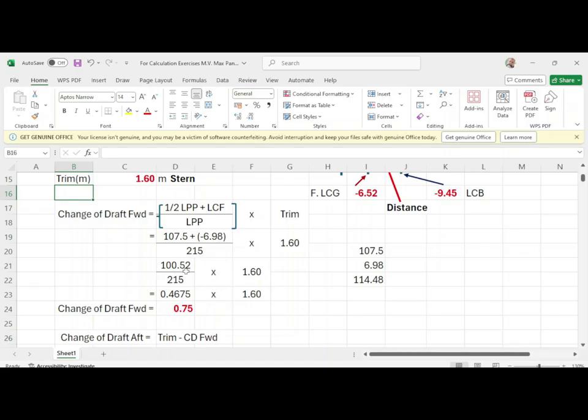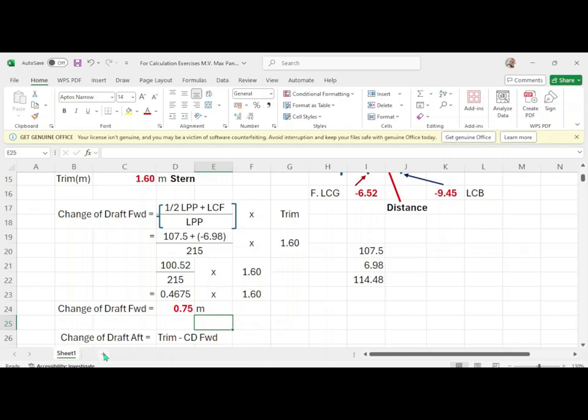This one is 100.52 because the sign here is positive, but the sign here is negative. When you do the computation, it will be 107.5 minus 6.98. That's why you have 100.52 over your LPP times your trim, and that will be 0.476 times your trim, and your change of drop forward will be 0.75. Okay, that will be in meters. Put a small m there.